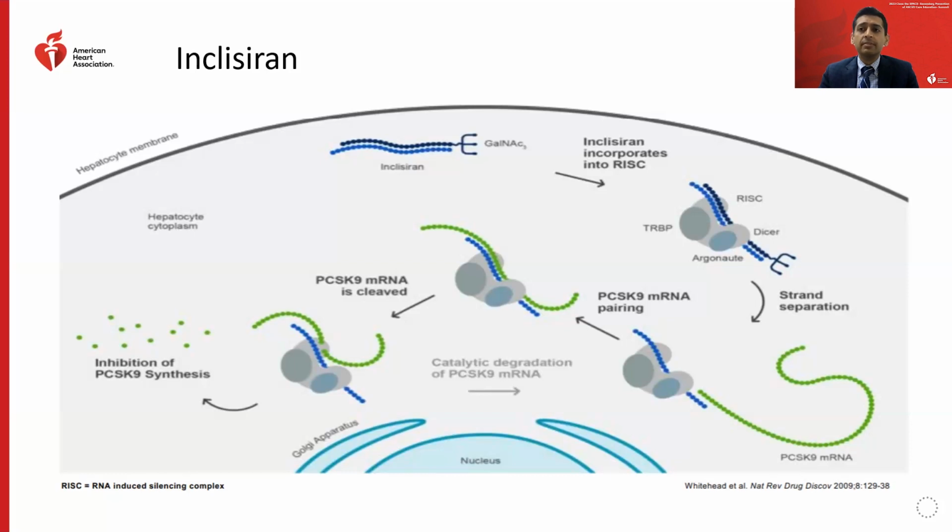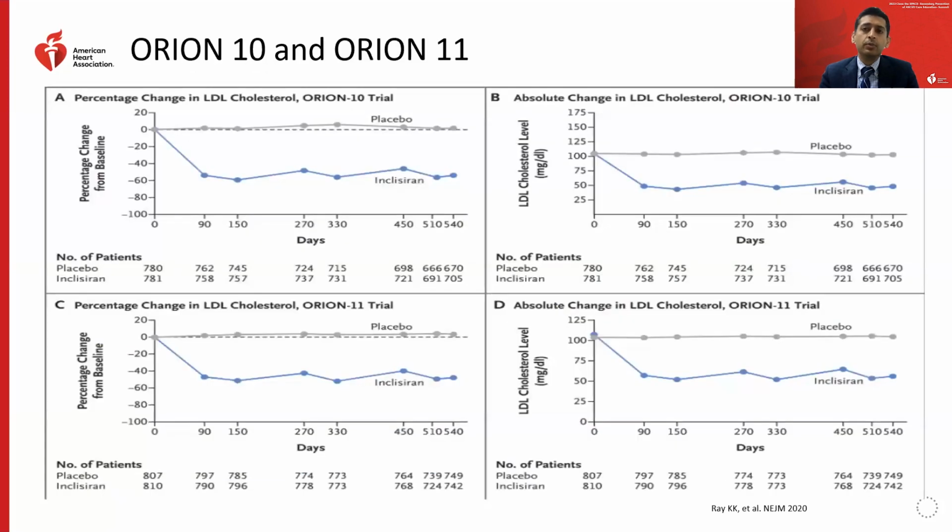This is just a schematic of how it works. It's an siRNA molecule that works in the nucleus of our cells to inhibit PCSK9. Here's some data from both Orion 10 and Orion 11 showing the reduction in LDL-C of inclisiran. You can see that there is pretty profound reduction across two different cohorts, Orion 10 and Orion 11. And so if we do believe, and many of us do, that reduction of LDL can lead to improved risk and reduced risk of cardiovascular events, then this certainly can be a very useful tool in our toolkit, in addition to many others.